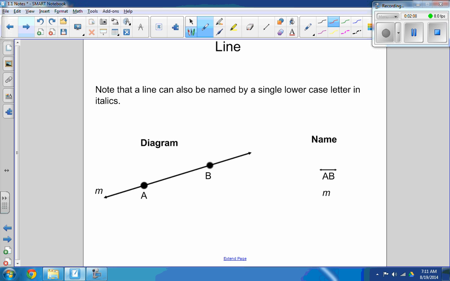Now also, a line can be named by a single lowercase letter in italics. So this m is the name of this line. So I could call it AB, but I could also call it just with the italics lowercase letter m.